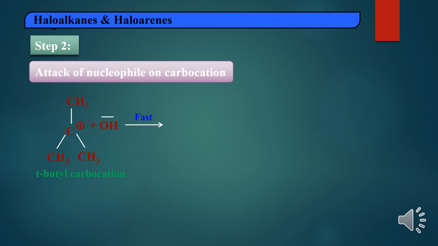So here both inversion as well as retention of configuration products are possible. So D and L isomers are possible. Together, equimolar concentrations of D and L isomers are formed, and this is called a racemic mixture. But in the slide I have shown only one product, that is tertiary butyl alcohol.